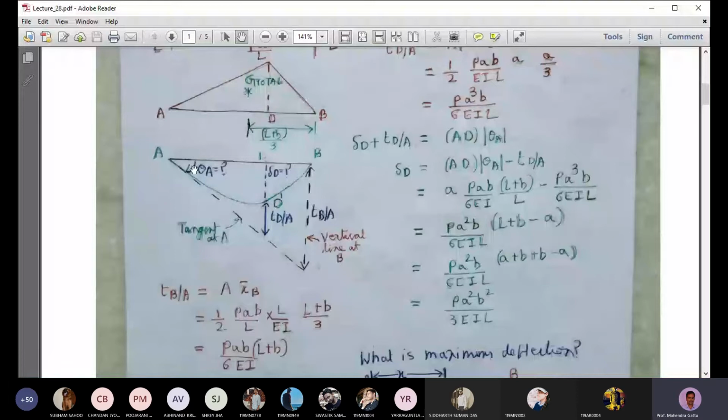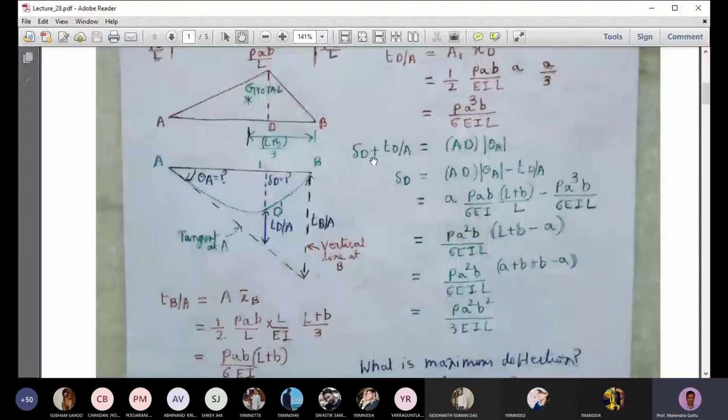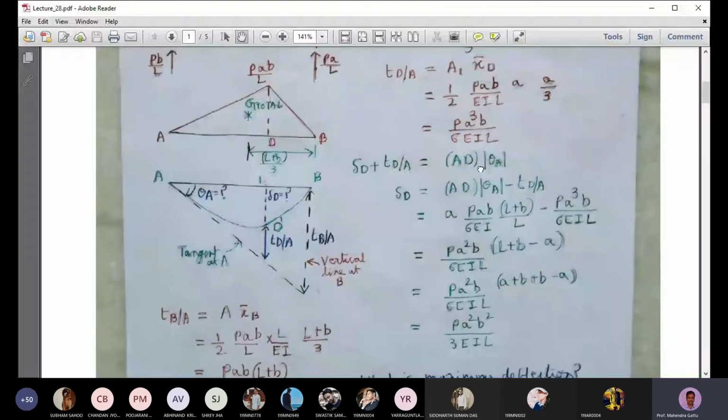Okay, so we can apply tan theta is this length by this length, and then we get this length will be theta A times this length AD. So that is what we have here, delta D plus TD by A, that is this length, is equal to AD times theta A. Again, when you say theta A, we are looking only at the magnitude. So I'm just putting that magnitude of theta A.